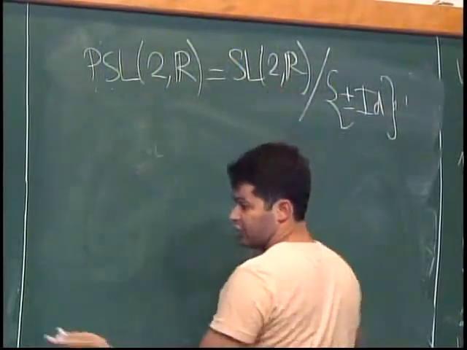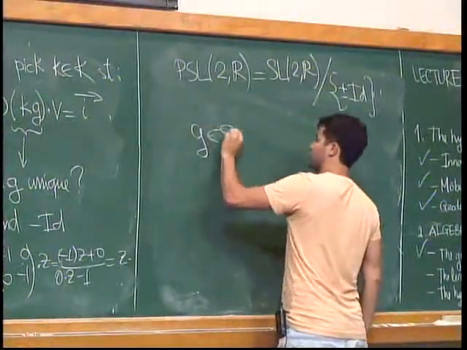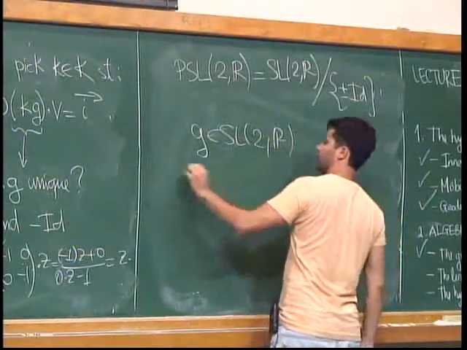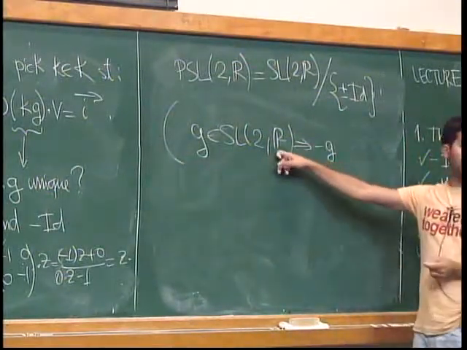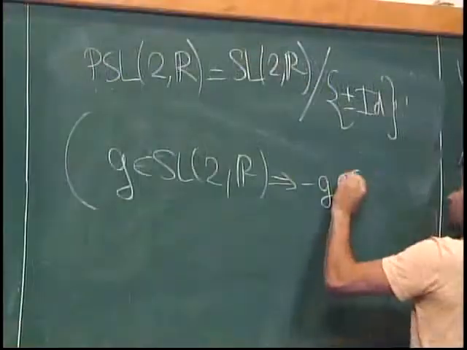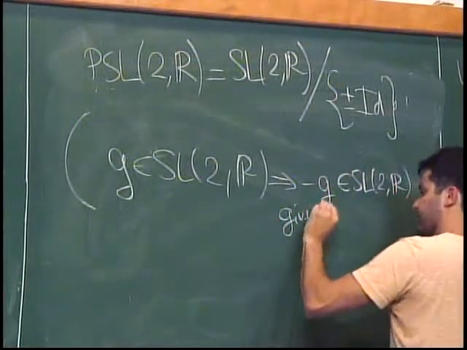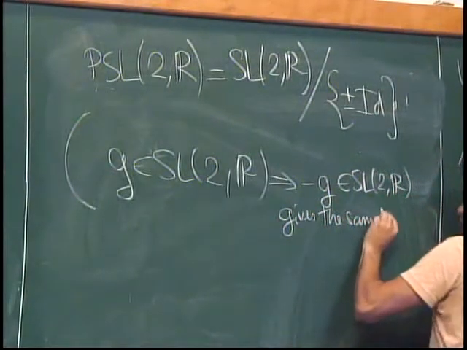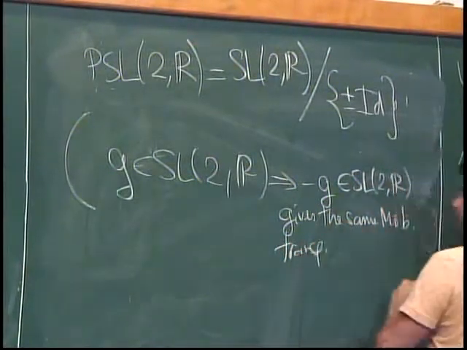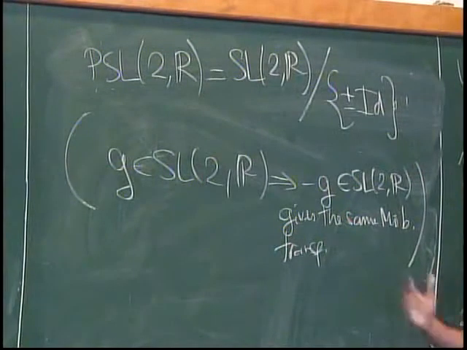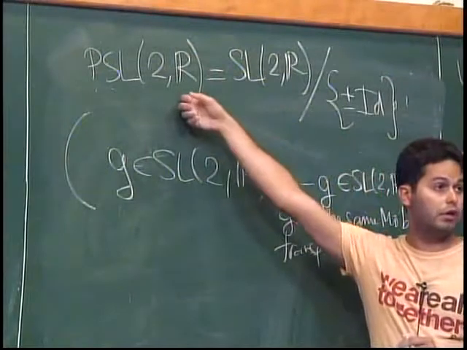You can check, just like here, identity and minus identity, that if G belongs to SL2R, then minus G also belongs to SL2R, and it gives the same Möbius transformation. Okay? So what is natural to consider is not the action of SL2R itself, but the action of PSL2R.